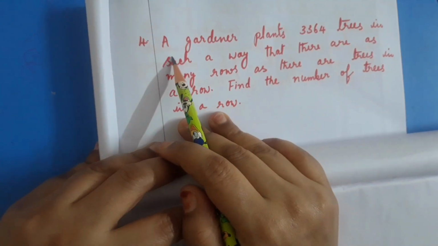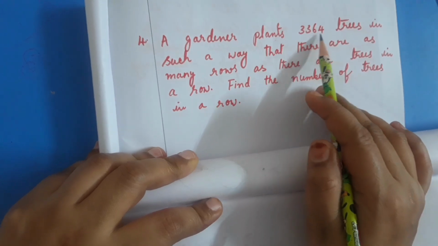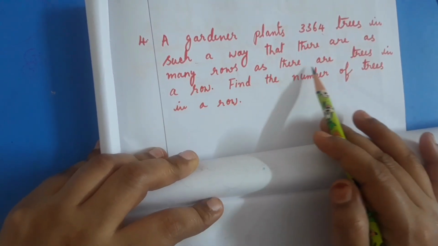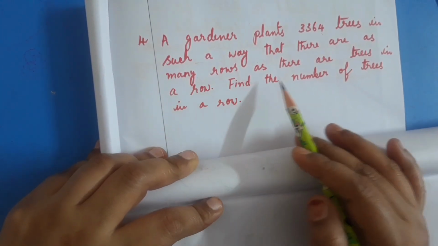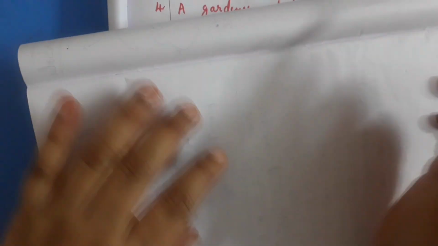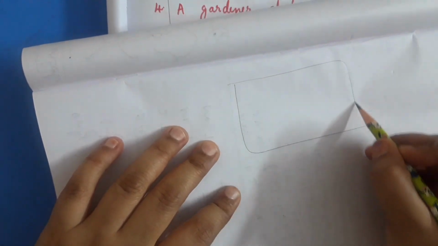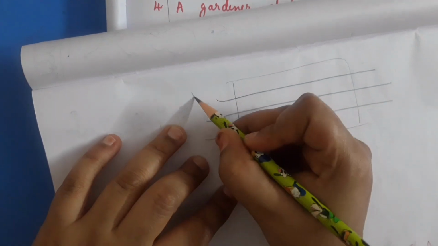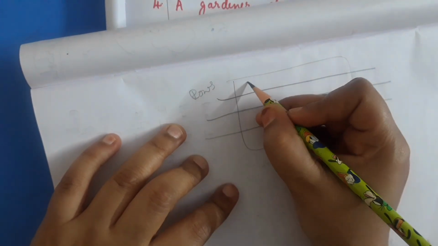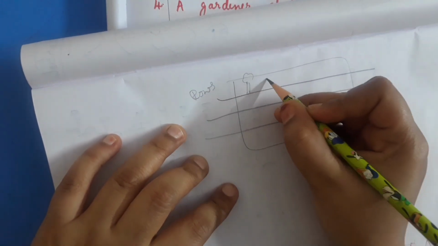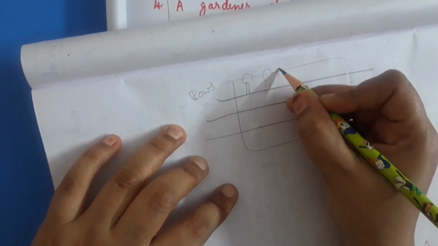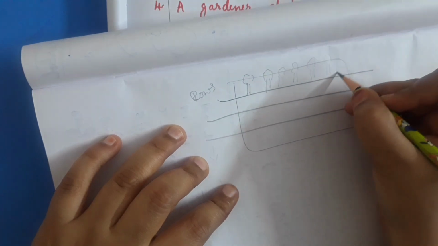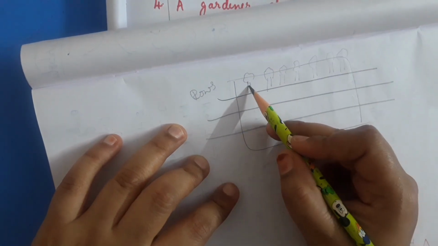Now the fourth question. A gardener plants 3364 trees in such a way that there are as many rows as there are trees in a row. Find the number of trees in a row. Means if a gardener has a garden, these are rows. Standing lines are called the rows. If trees are planted here, how many trees are in one row?